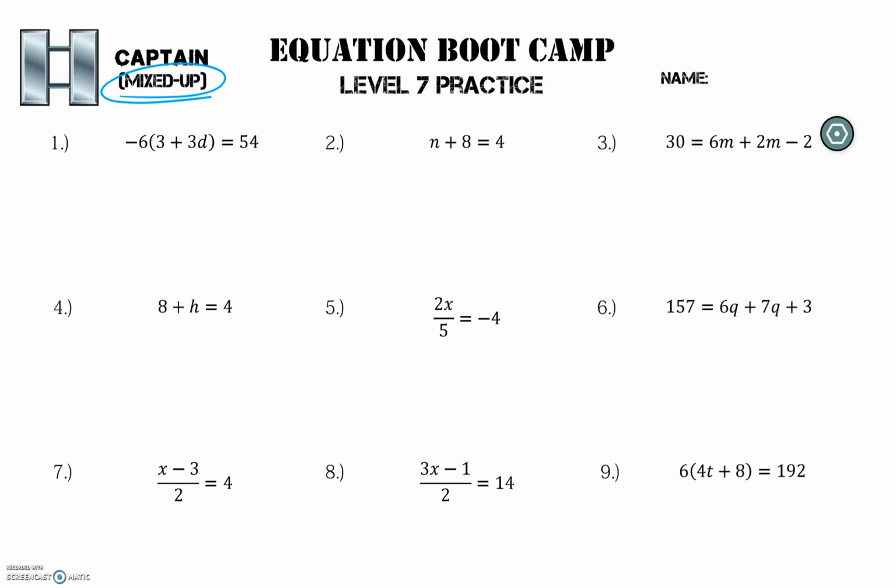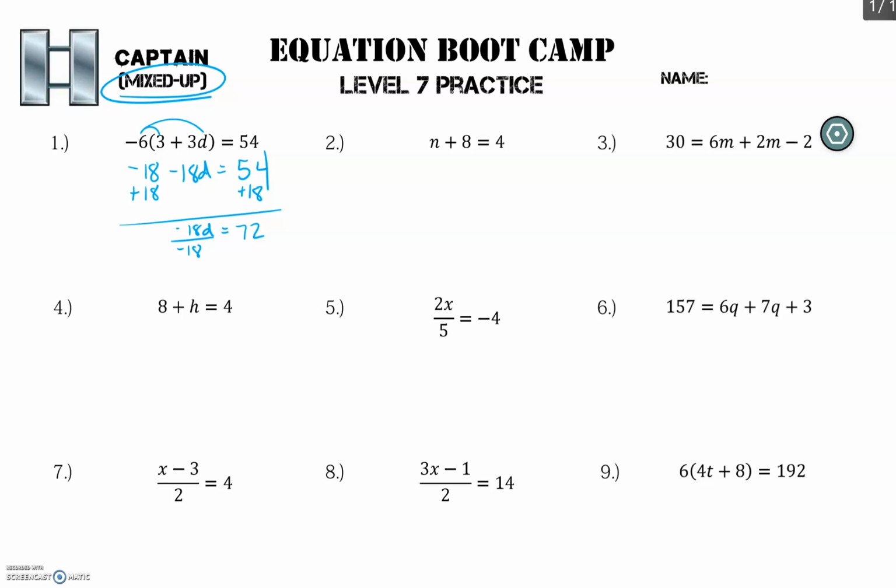Alright, so number 1, we have to ask ourselves, can we simplify? And yes, the answer is yes. We're going to distribute -6 times 3, which would be -18, and we're going to distribute -6 times 3d, which would be -18d equals 54. Is there anything left to simplify? No. So we're going to start solving, and when we start solving, we start using the opposite operation. So I'm going to add 18 to both sides. So we get -18d equals, and then 54 plus 18. 8 plus 4 would be 12, carry your 1, and we have 72.